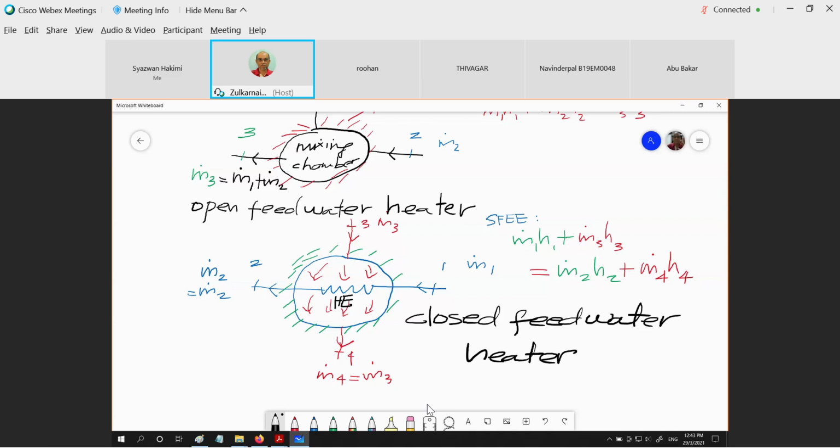So you need to understand which method is being used to increase the work net, the work output, and which component is incorporated in order to increase the thermal efficiency. You must understand that. You don't mix it up. Okay? Don't mix it up. Okay? So this is the principle. This is the principle.